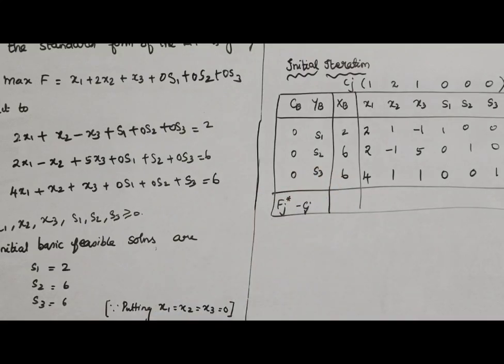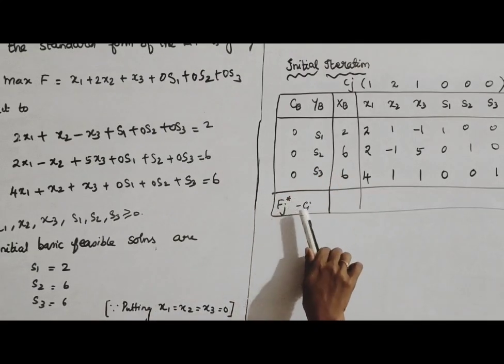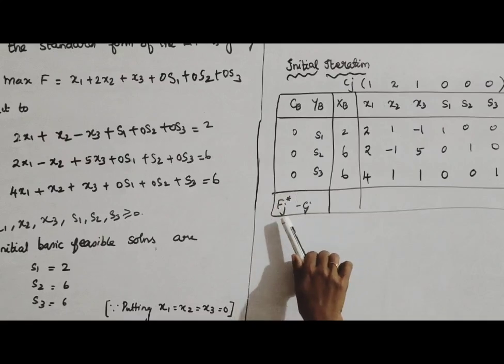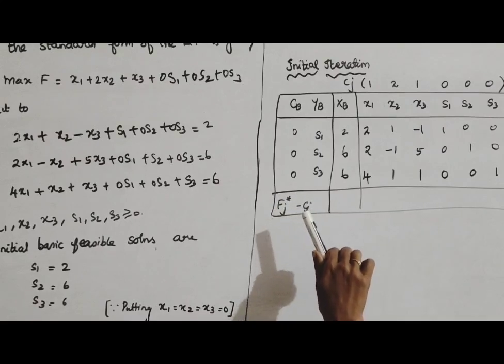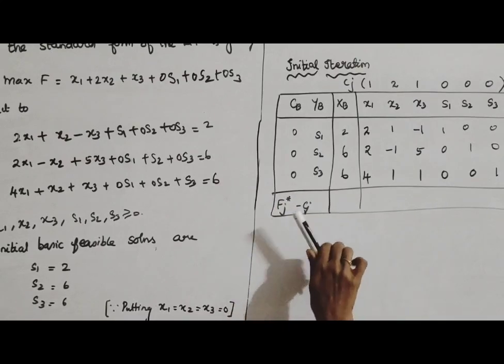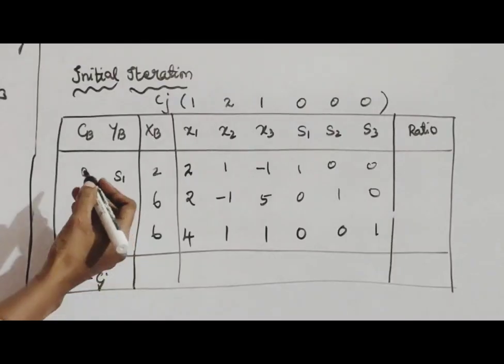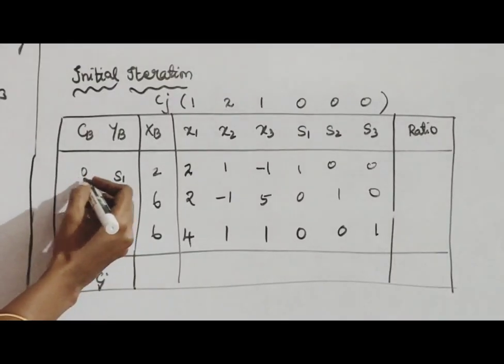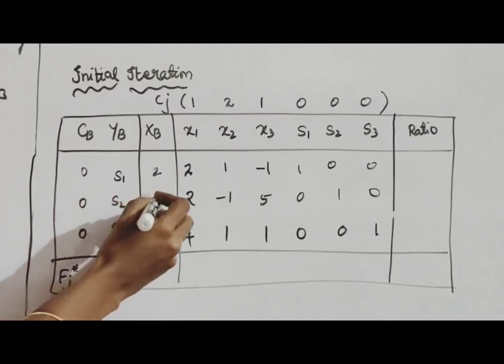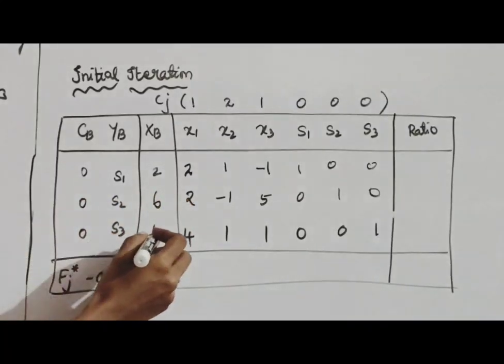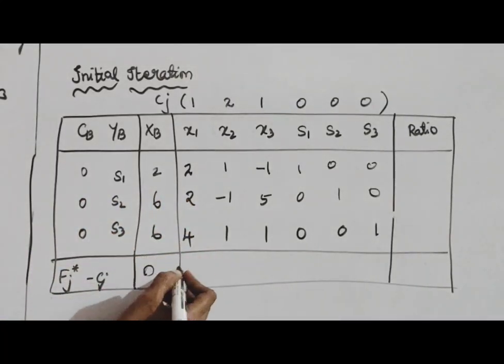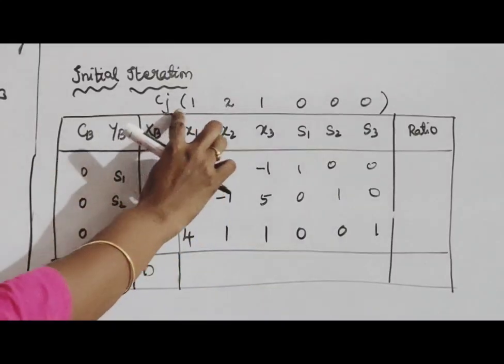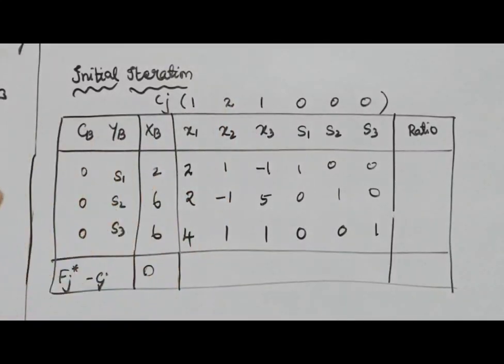Okay. Now, we have to perform the fj star minus cj. Since in this problem the objective function is of maximum f, we are using fj star here. By multiplying the cost with the xb column, that is 0 into 2, 0, plus 0 into 6, 0, plus 0 into 6, 0. Therefore, the value is 0. The cj values are from the objective function. Maximum f is equal to x1 plus 2 x2 plus x3 plus 0 s1 plus 0 s2 plus 0 s3.